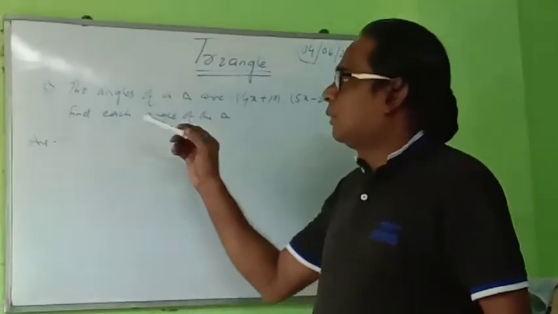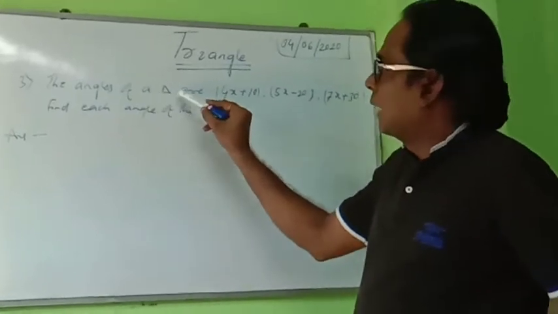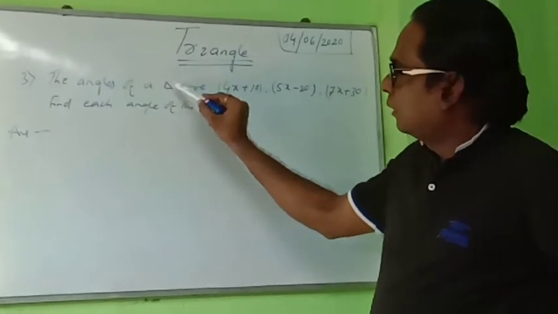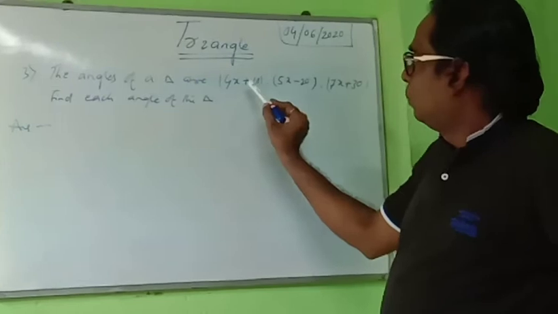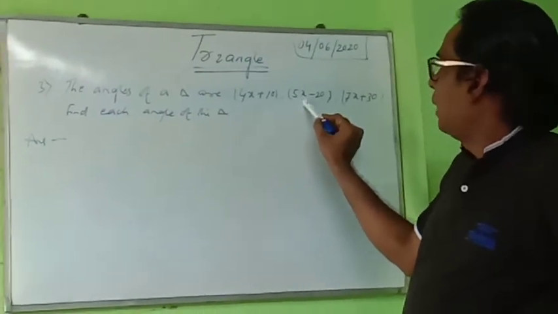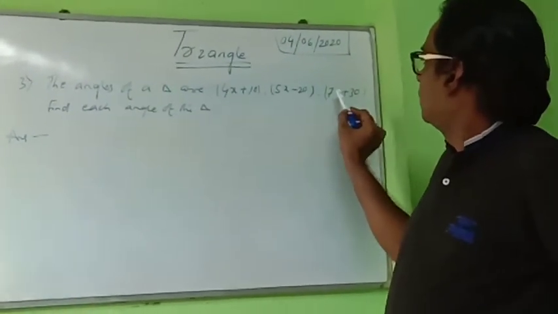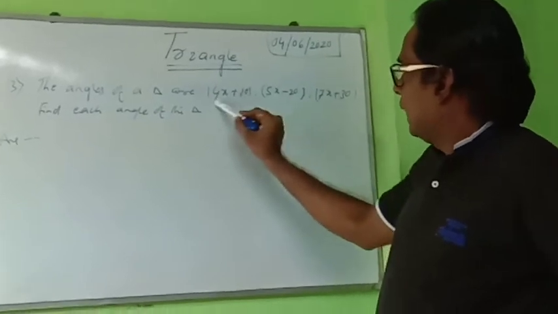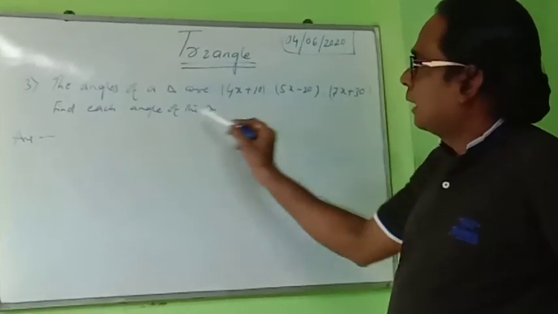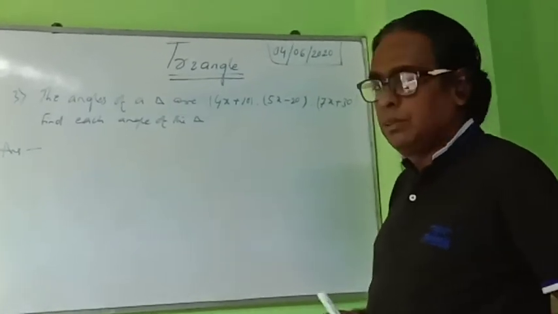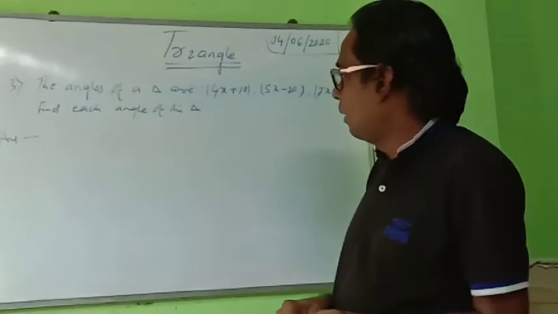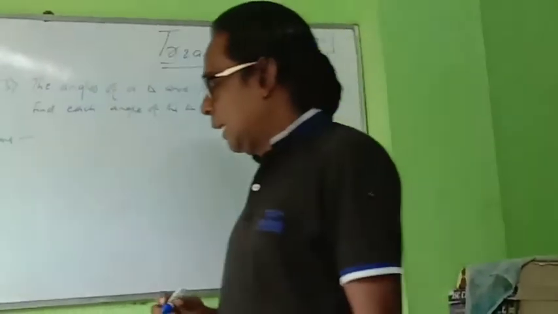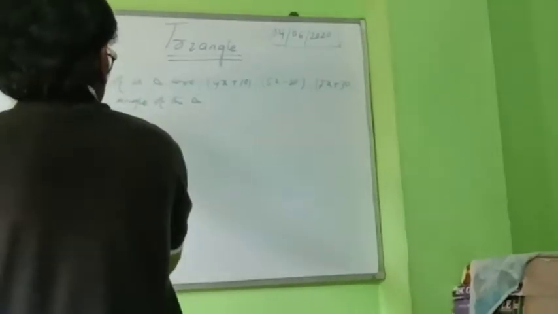See question number 3. The angles of a triangle, this is the triangle symbol, are 4x plus 10 degrees, 5x minus 20 degrees, 7x plus 30 degrees. Three angles are given and you have to find out each angle of the triangle. As you know, the sum of the angles of a triangle is equal to how much? 180 degrees.